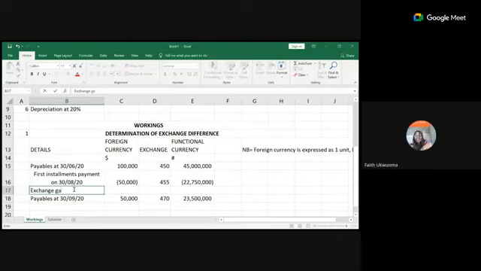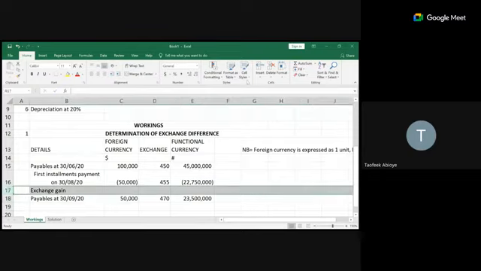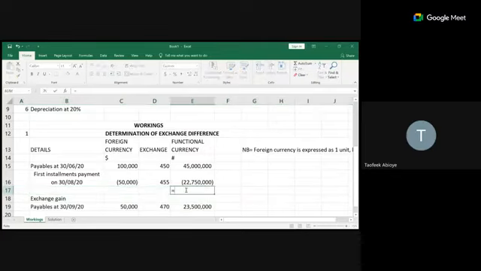Exchange loss. Now let's ask ourselves. Let me insert one column here so that it will be easy. So this plus this. Now, this is it. Look at it.